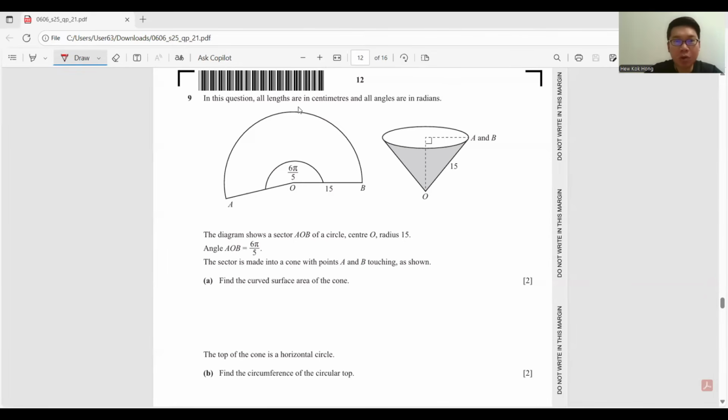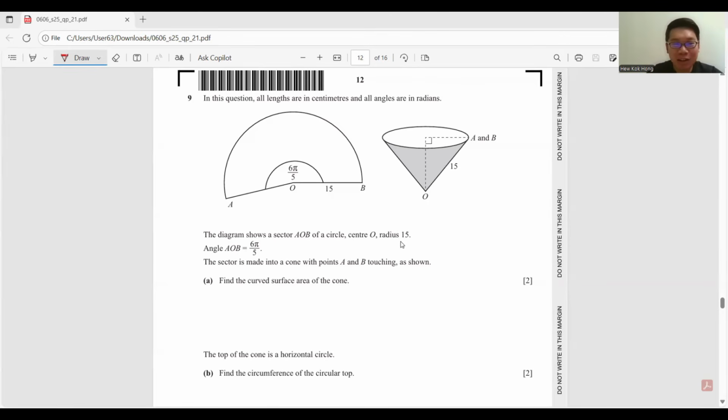In this question, all lengths are in centimeters and all angles in radians. The diagram shows sector AOB in a circle, radius is 15, angle is 6π/5. The sector is made into a cone with point A and B touching as shown. This question frequently comes out in 0580, the mathematics papers, and now it comes out in MS.